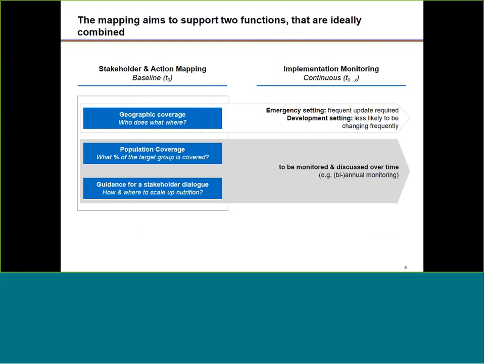Mapping aims to support two different functions, which can ideally be combined. The stakeholder and action mapping can serve to collect baseline data on three types of information based on a country-defined list of core nutrition actions. First, the geographic coverage of actions can be assessed by collecting information on which stakeholders are working on each action and in which geographic areas. Second, the number of beneficiaries that each stakeholder reached can be divided by the total population of the target group to estimate the population coverage of the action. Finally, by comparing these results with the nutrition situation indicators, which are pulled from routine surveys already conducted, the stakeholders can identify which areas or populations would benefit from an increased scale-up of specific actions.